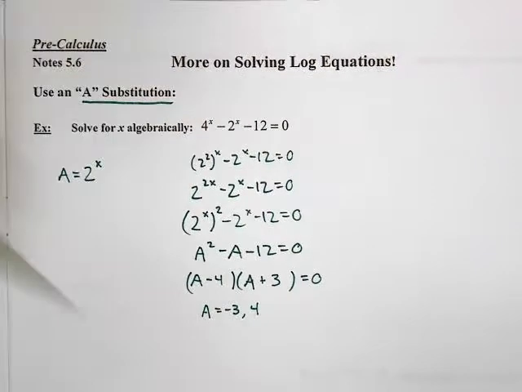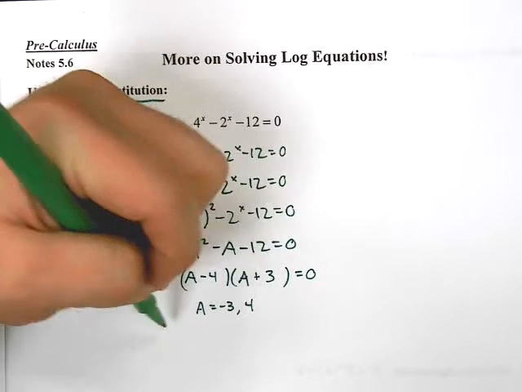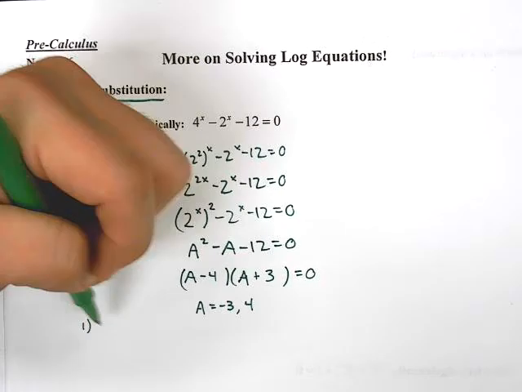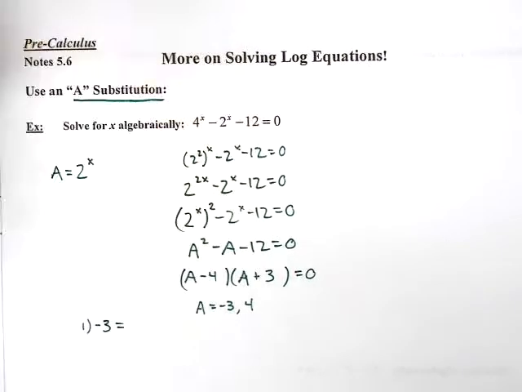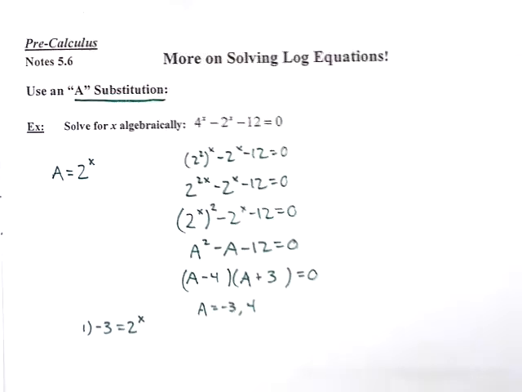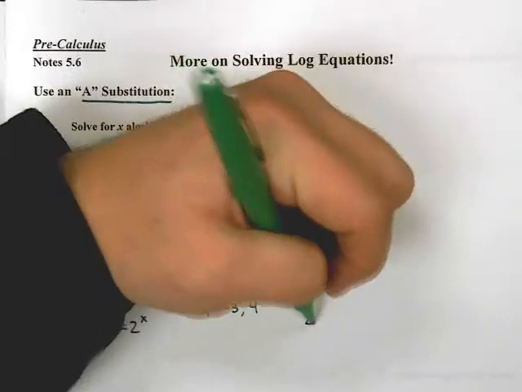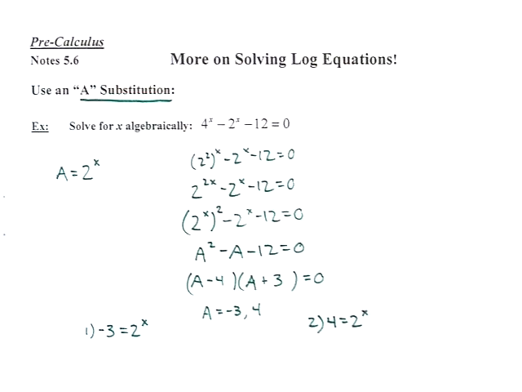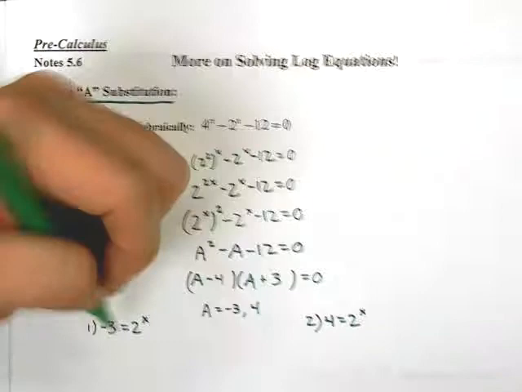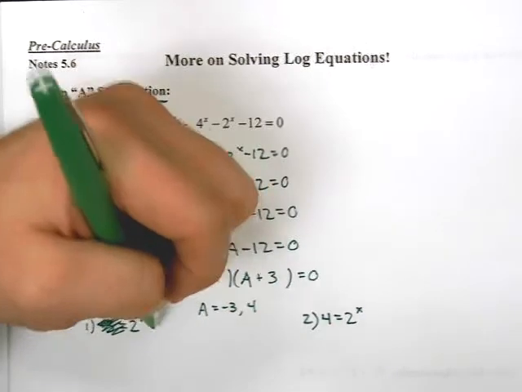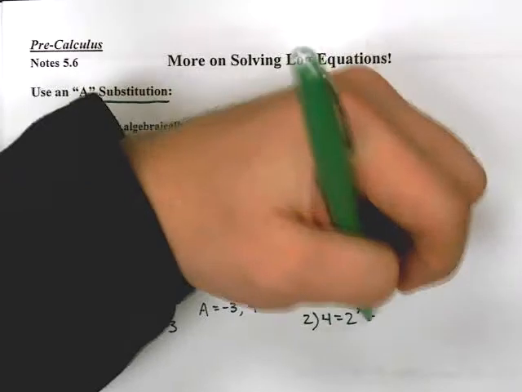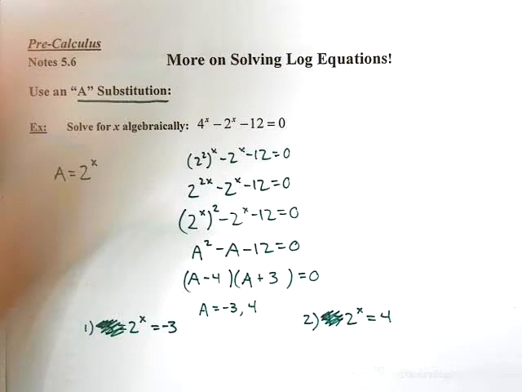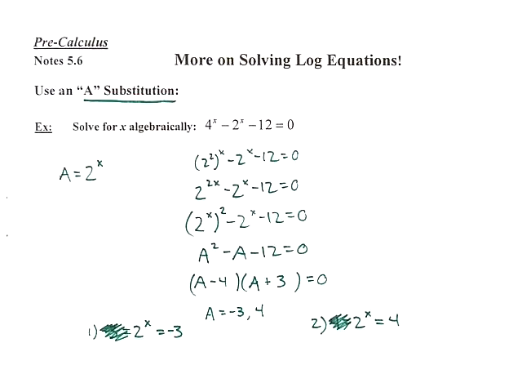Because I absolutely need to do two different equations now. I'm going to come over here and say, well, negative 3 has to be equal to 2 to the x. And I'm going to come over here and say 4 has to be equal to 2 to the x. And you know what, actually, guys, I'm going to write this the other way. I'm going to move my negative 3 over here. I'm going to move my 4 over here, just to stay consistent with what we like to see.